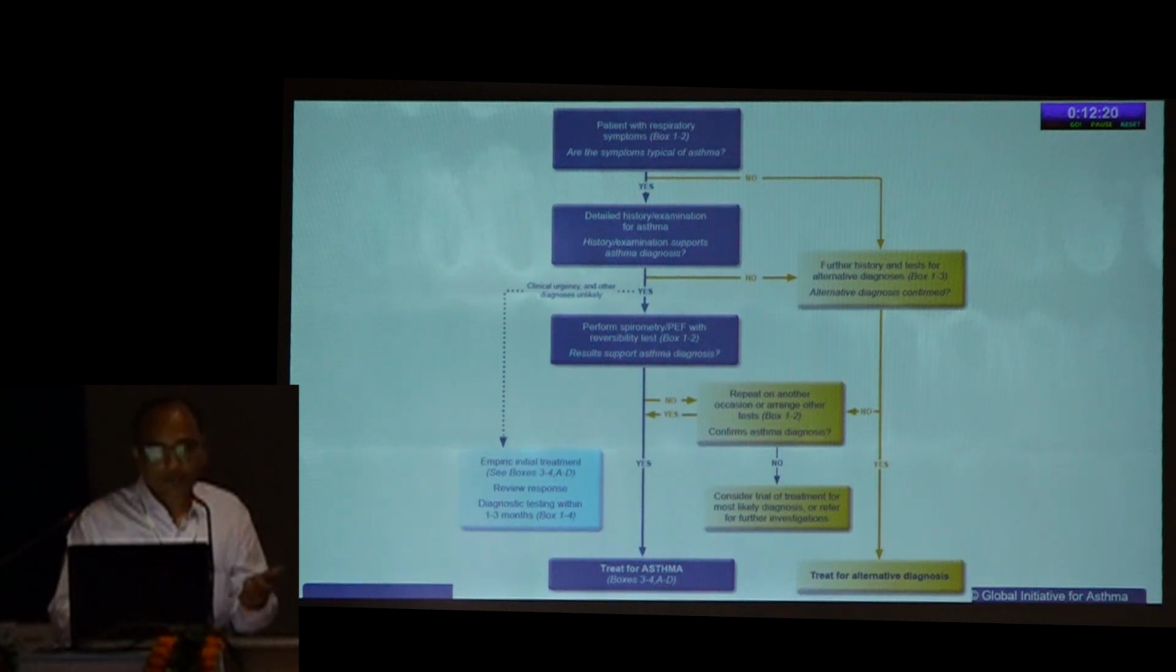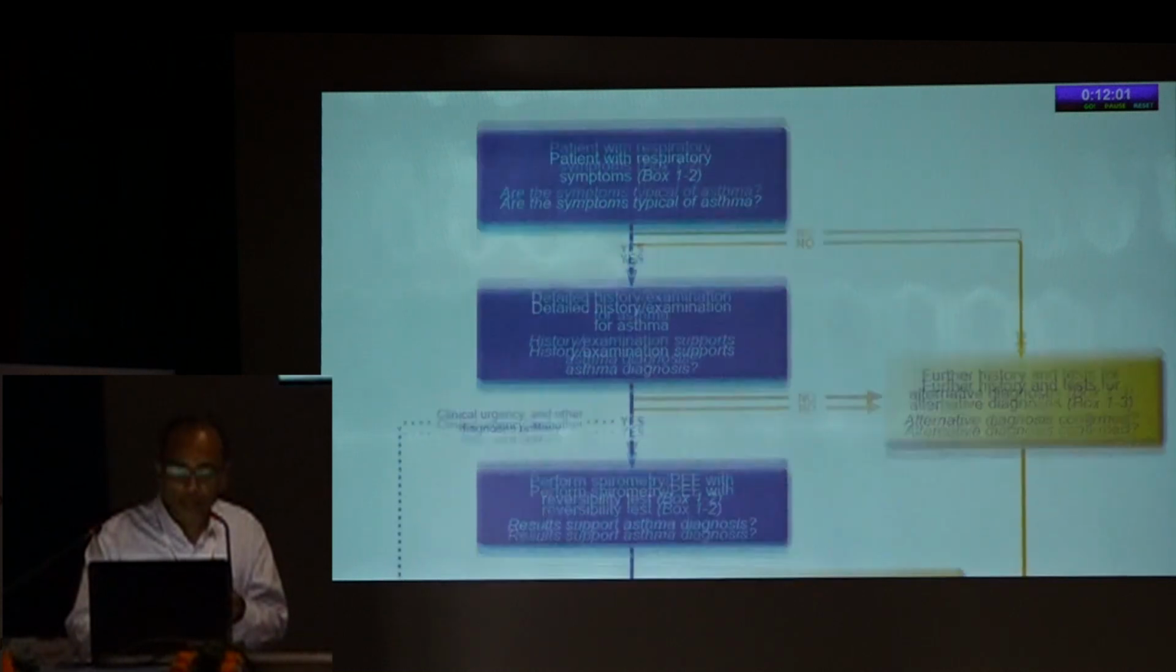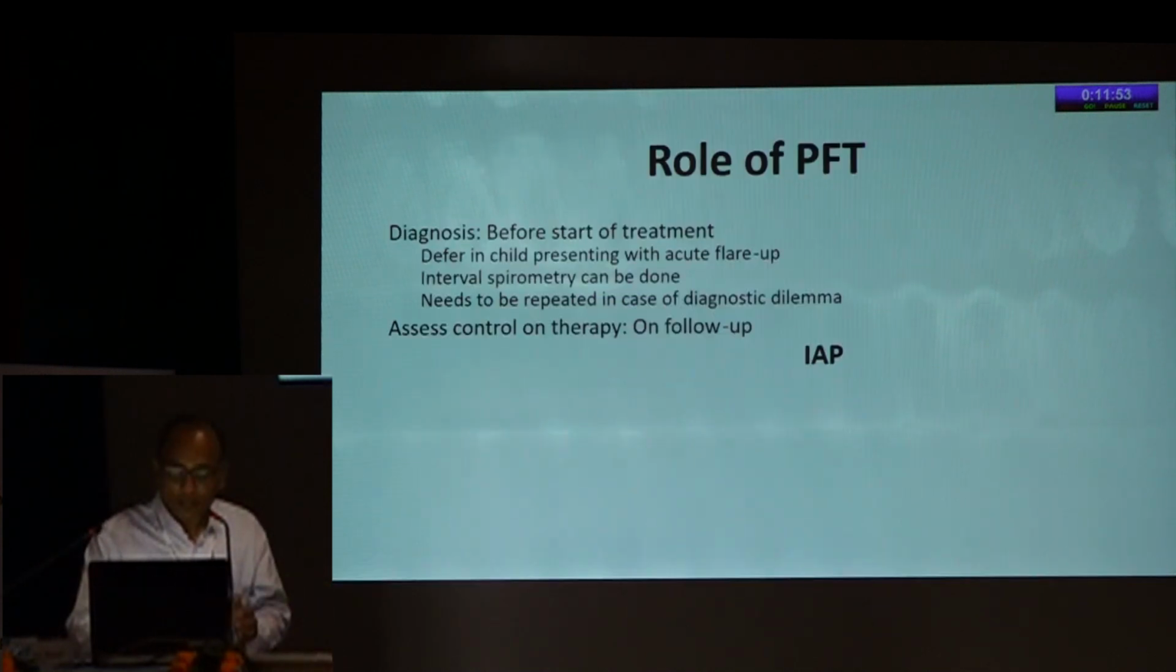So what GINA says is that if you have a symptom complex which is fitting into a diagnosis of asthma, do a PFT. Confirm that there is an obstruction. But at times child comes to you in exacerbation, he is sick, you can maybe obviate this step and give acute treatment. The PFTs can wait after 1 to 3 months. So again, what I wish to emphasize here is, it's a clinical diagnosis. Even without PFT, you should be able to make a diagnosis. The rest of the things are fitting well.